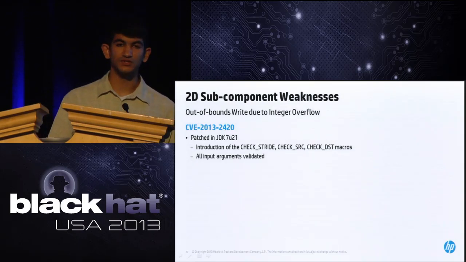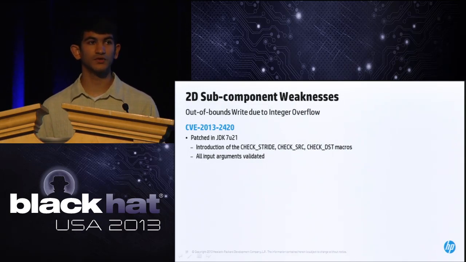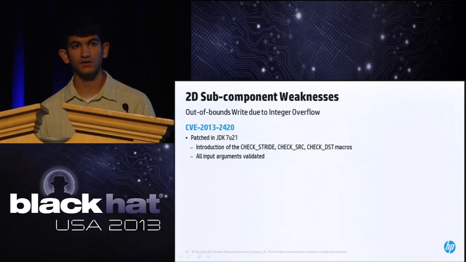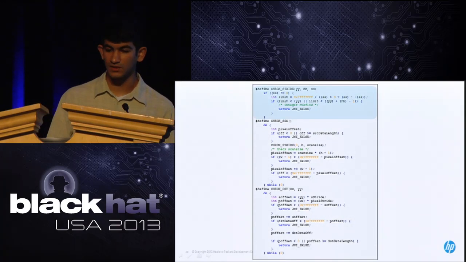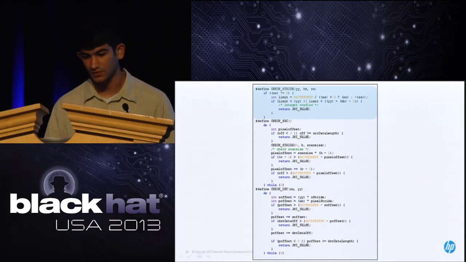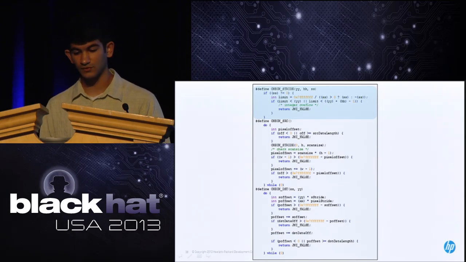So this was patched in JDK 7 update 21 through the use of 3 new macros: check stride, check source, and check dest. In addition, Oracle fully patched this by checking all input arguments and not just the ones that were specific to this vulnerability. Here's the check stride function, and we can see that they're doing division to make sure that if integer overflow occurs, we'll return false. Same goes for check source and check dest.